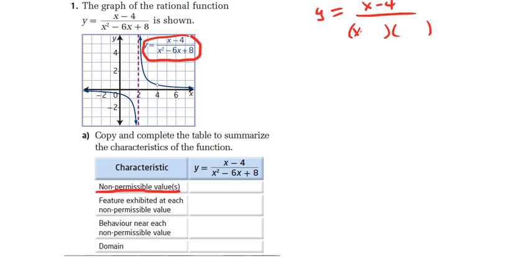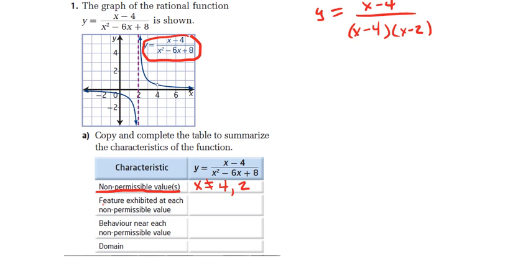Okay, so x minus 4 and x minus 2. Good with that? All right, so non-permissible values. They are x cannot equal positive 4 and positive 2. However you write that, that's fine. Non-permissible values are 4 and 2.